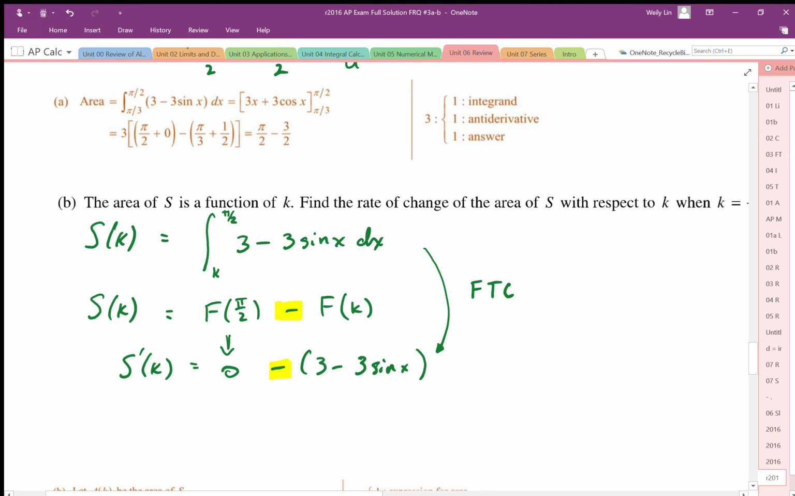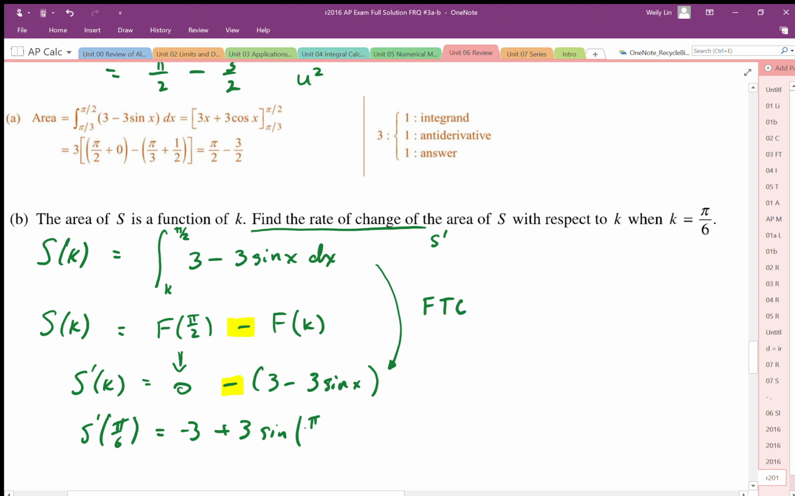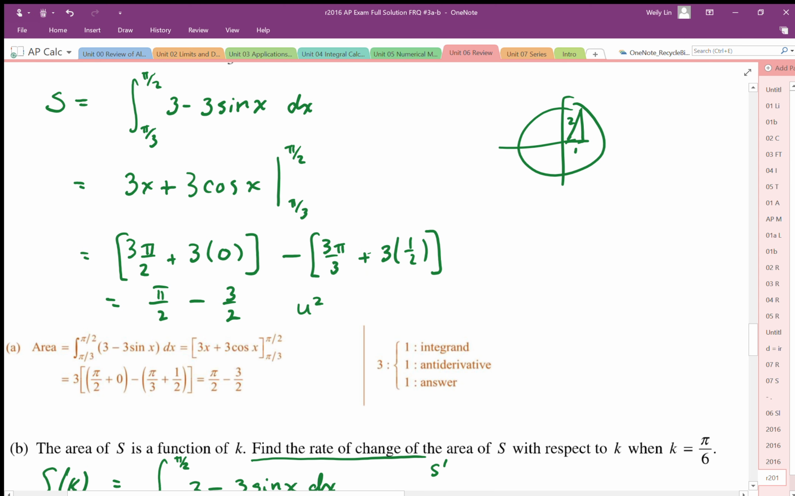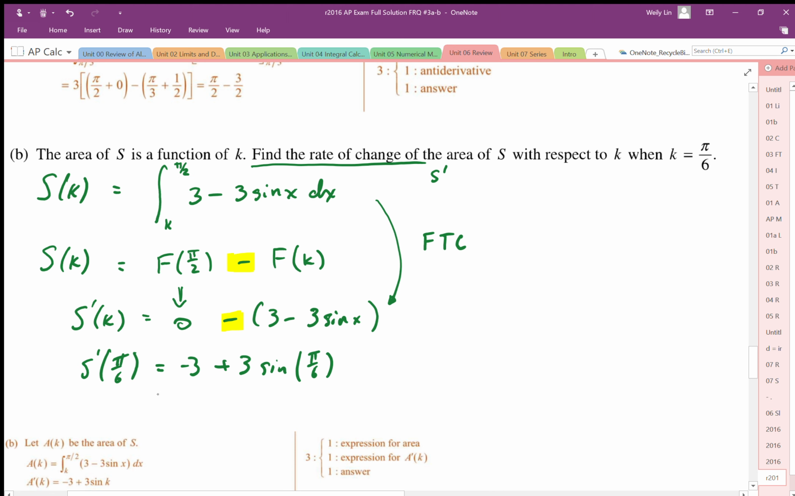Once I've found the derivative expression, it says find the rate of change. The rate of change is S prime when k is pi over 6. So S prime at pi over 6: I'm going to plug pi over 6 into this expression, so I get negative 3 plus 3 sine of pi over 6. When I look at my circle again, sine of pi over 6 is going to be 1 over 2. Actually, it's the square root of 3 over 2. So this becomes negative 3 plus 3 times root 3 over 2. So there's my derivative, or my slope, at k equals pi over 6.